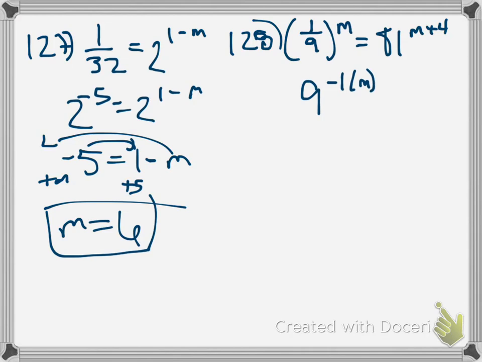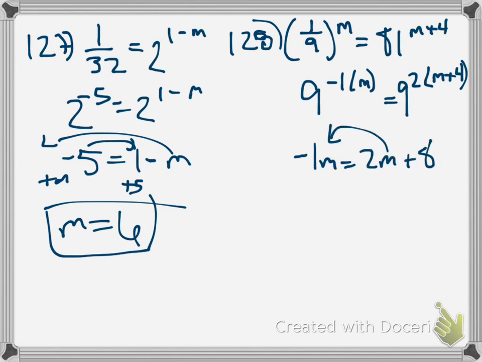And then 81 would be 9 squared. Okay, so you can work it like that, with m plus 4. And then that would give me negative 1 times m is equal to 2m plus 8. M's to the other side, we get negative 3m is equal to 8. Divide by negative 3, and m is equal to negative 8 thirds.